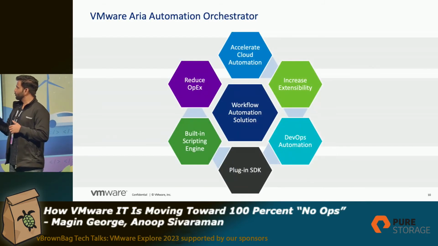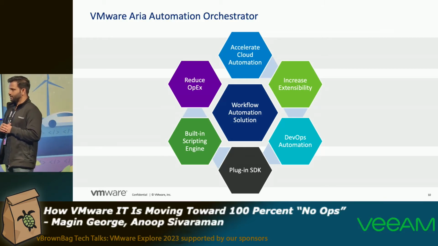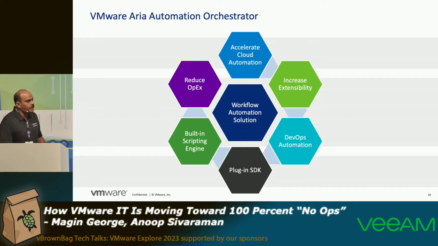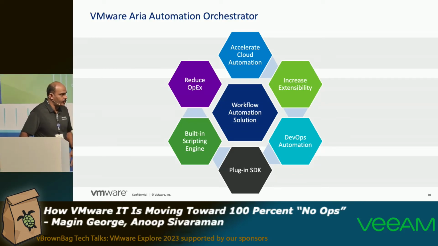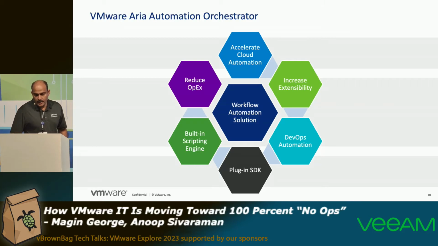And to discuss more about VMware Aria Automation Orchestrator, our next solution, I will hand it over to Magin. Yeah, sure. So VMware Aria Automation Orchestrator is part of the VMware Aria Automation suite. Aria Automation Orchestrator is a modern workflow management system. We'll see a few of the key features of Aria Automation Orchestrator.